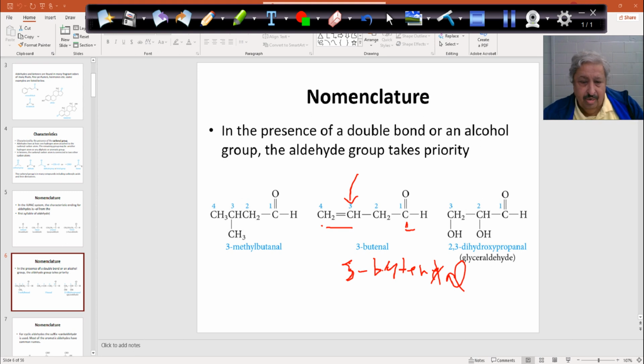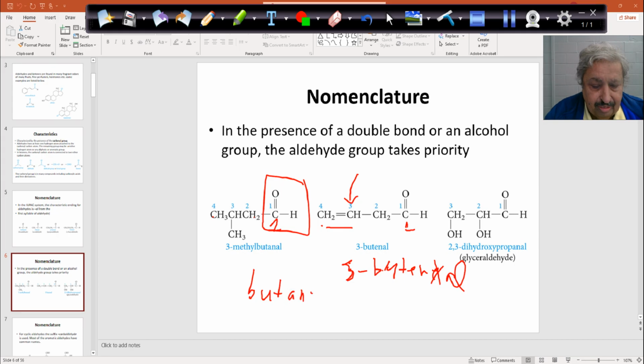And as I said, then you can count if you have substituents hanging around. This is number 1, the functional group is number 1; 2, 3, 4. That's butane. Take the E out, add AL: butanal. Where is this methyl group hanging? Hanging at carbon 3. So 3-methylbutanal. Correct, guys?